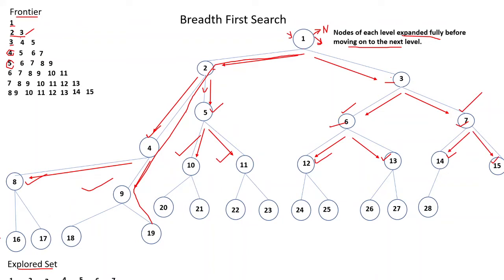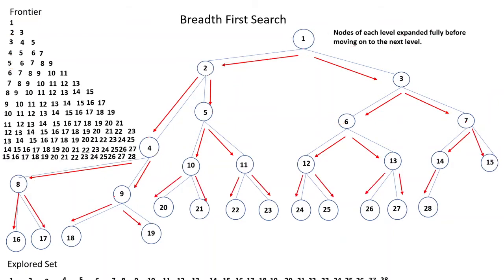And then we move on to the next level. It is node number 8, then node number 9. So this way, up to node number 28, the exploration path will be like this.